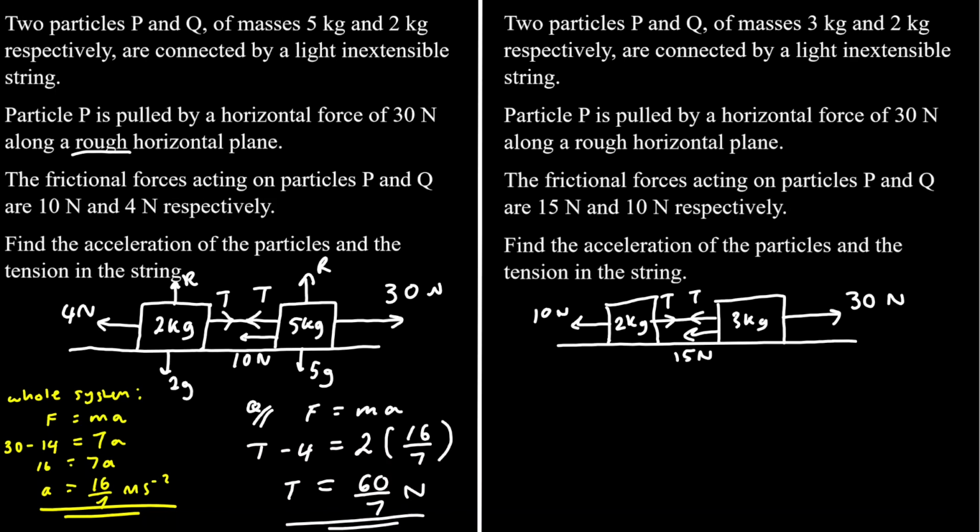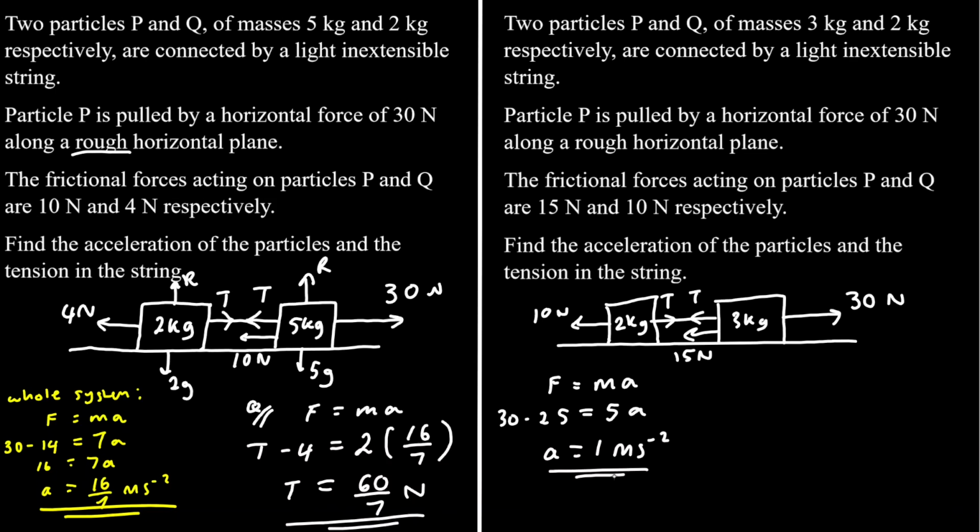So if we look at the whole system, F equals ma, we can find the acceleration. So forces forwards, 30, take away forces back, 15 and 10, so 30 minus 25 equals the mass, which is 5, times the acceleration. So 5 equals 5a, a is 1 meter per second squared.